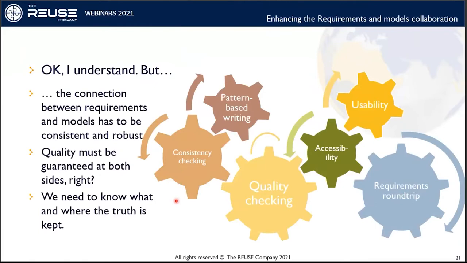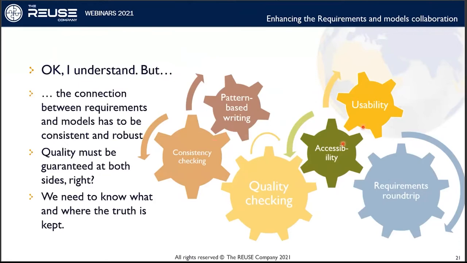So when we have this set up, we can start to turn the wheel of quality, which means that by starting to look more into the quality and start to do this pattern-based writing, we can start to compare it with the models, looking for inconsistency.